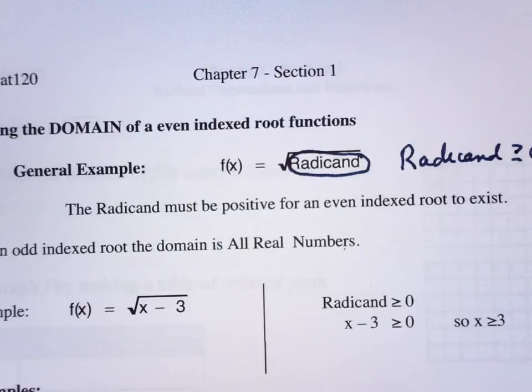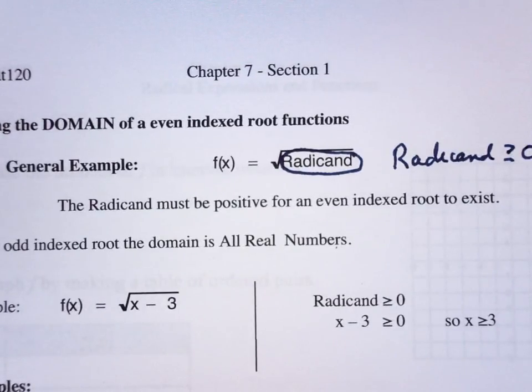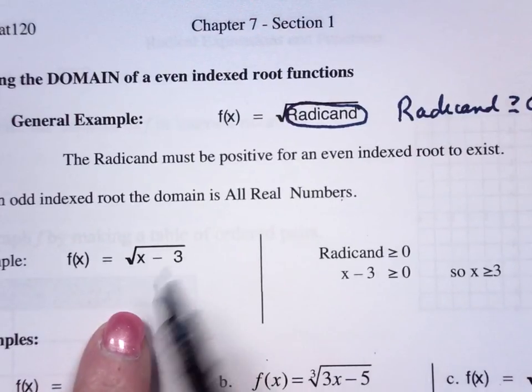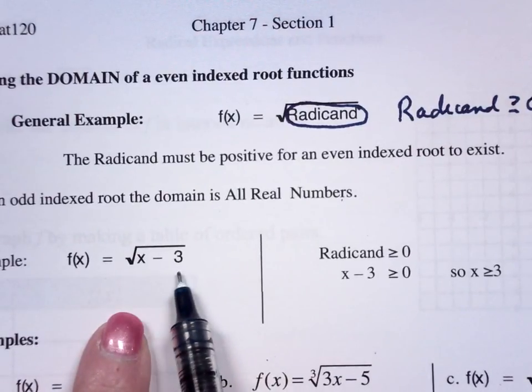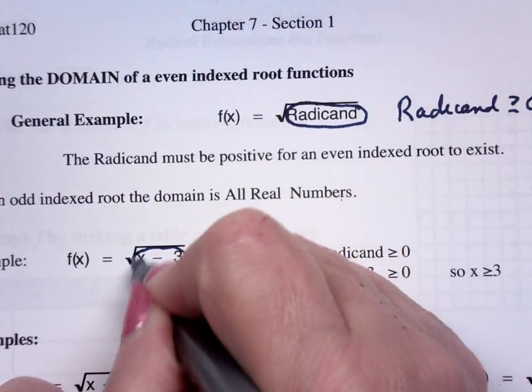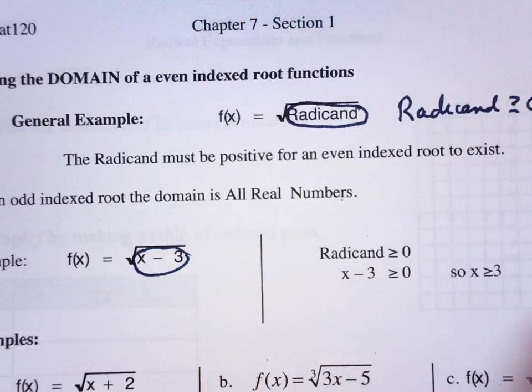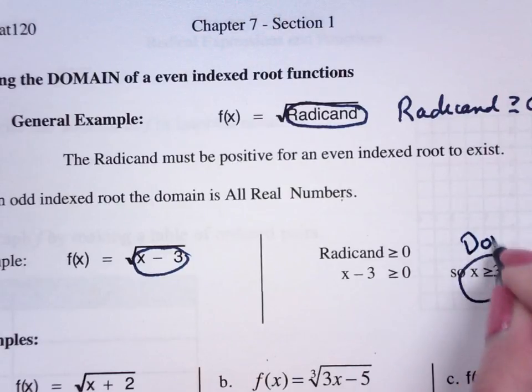Because you can take the square root of 0. Square root of 0 is 0. What times itself gives you 0? Well, 0. Okay. So for example, if you take a look at the square root of x minus 3, the radicand is what's under the radical, x minus 3. X minus 3 has to be greater than or equal to 0. So x is greater than or equal to 3, that's your domain.